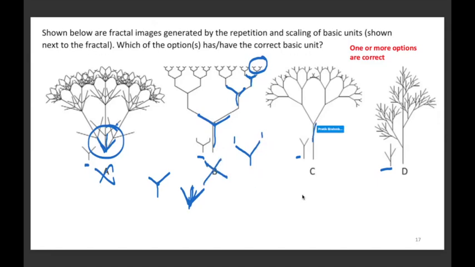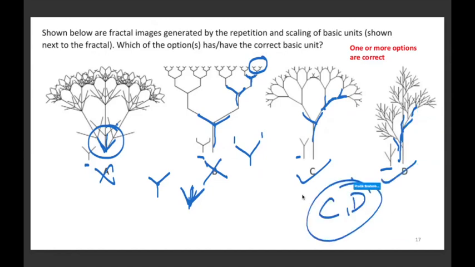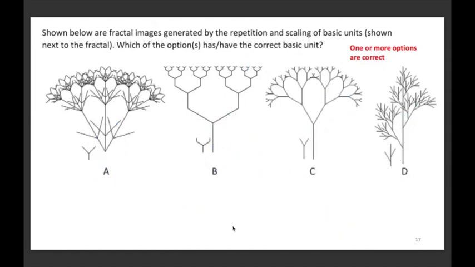Option C, not a problem. The Y is seen repeating across. So C is correct. Option D also has no problem. You have that same repetition happening and it goes to the branches also. So D is also correct. The correct answer is C and D both. Okay, we'll move to the next one.